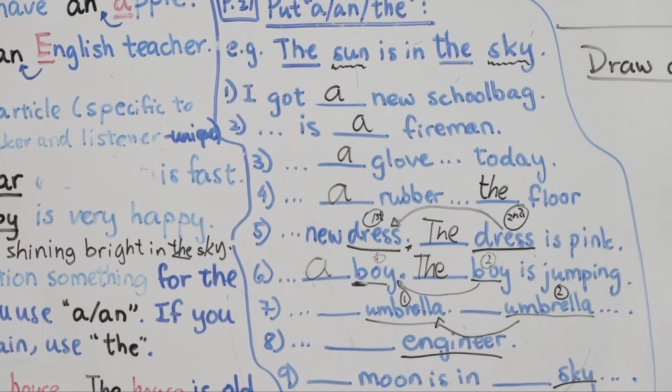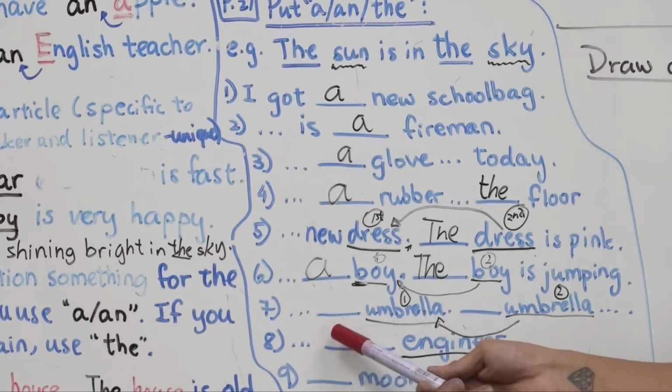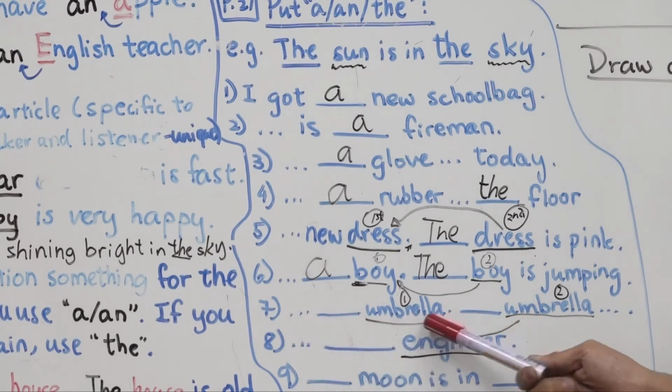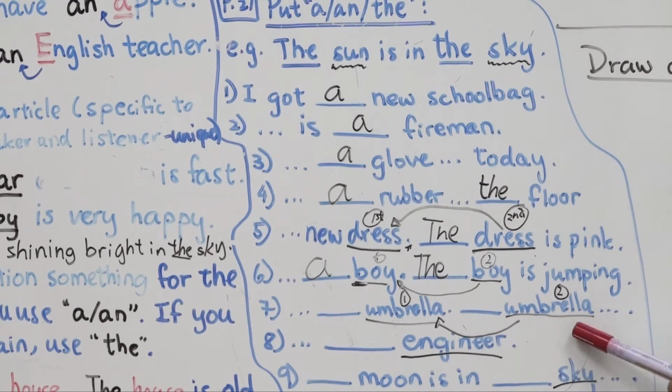Alright, now let's move on to question number 7. I have blank umbrella. Blank umbrella is very big. So I have blank umbrella. Blank umbrella is very big.